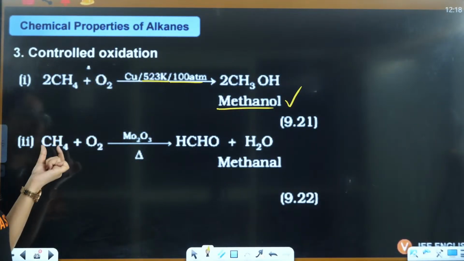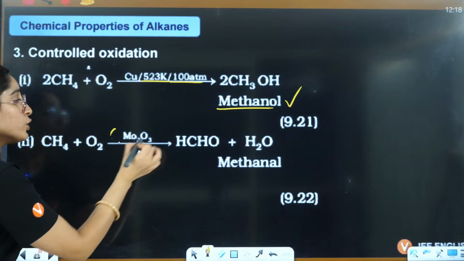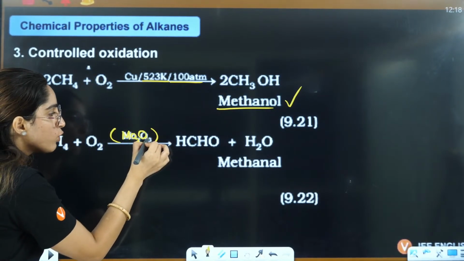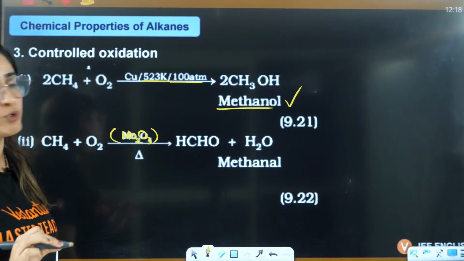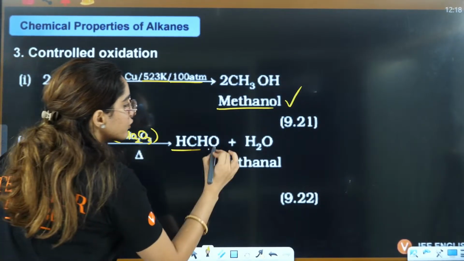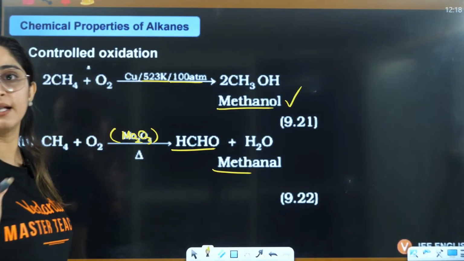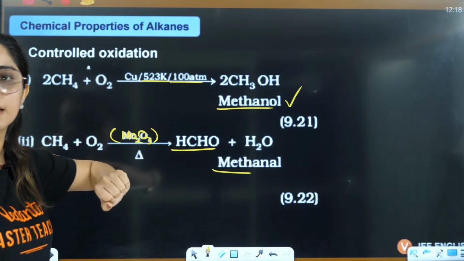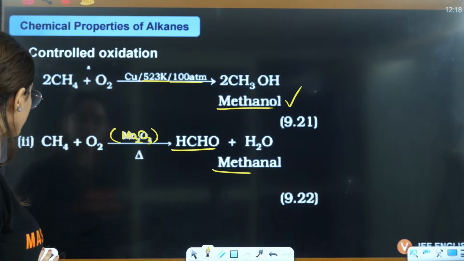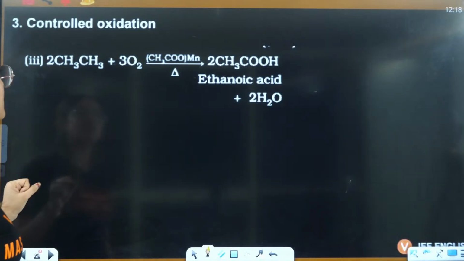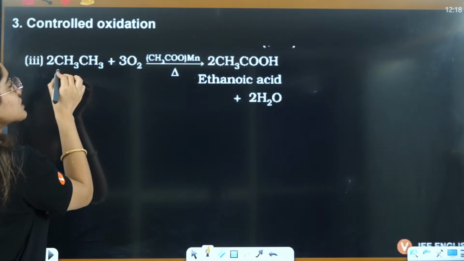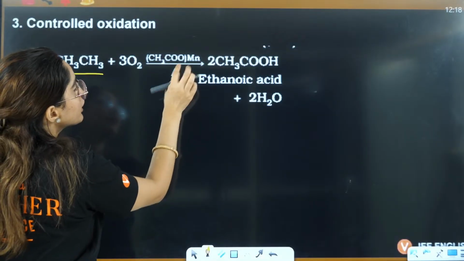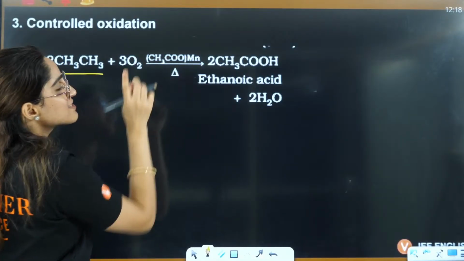If you have methane with oxygen and you use molybdenum oxide, Mo2O3, then you will have the formation of methanol here. This is methanol that you have here. Okay, that is called controlled oxidation. Then when you use ethane and you use oxygen, but here you are using manganese acetate.